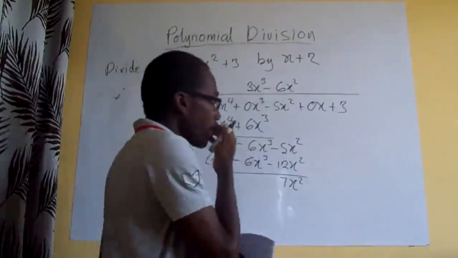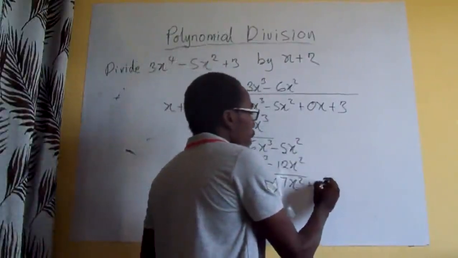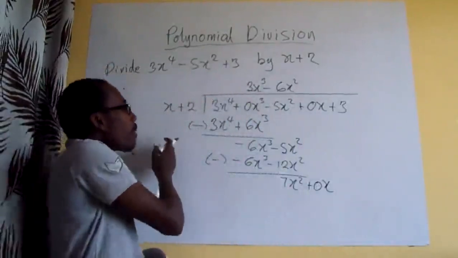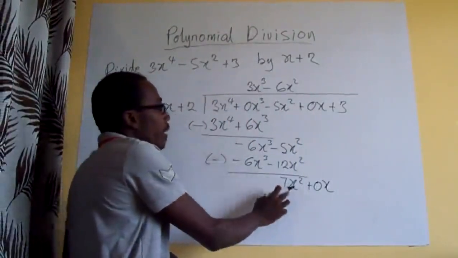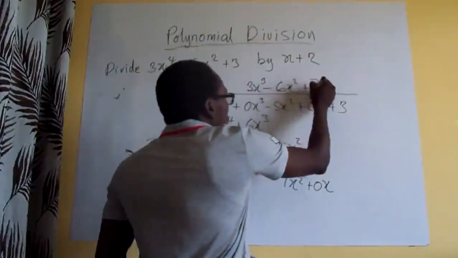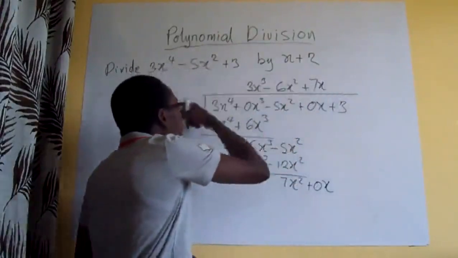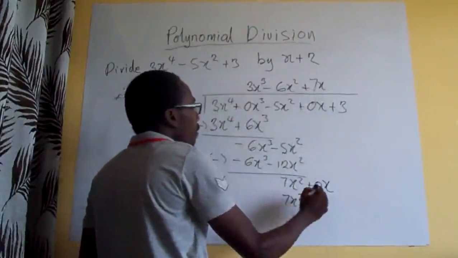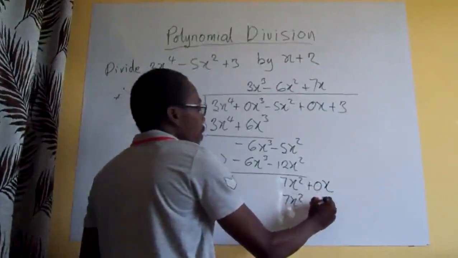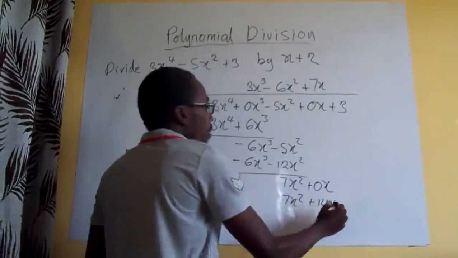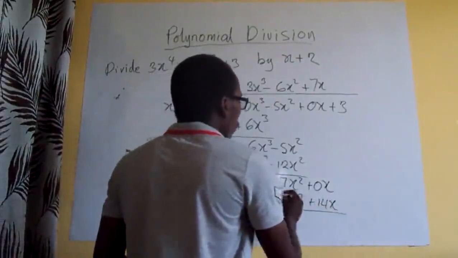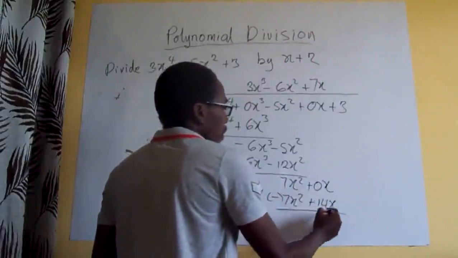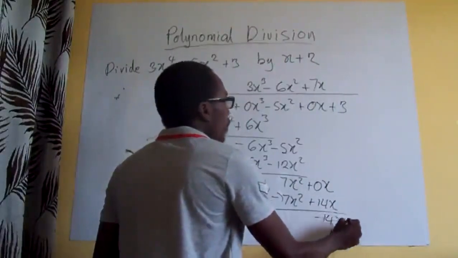Then, as you all can see, we bring down 0x, okay, bring down 0x. Now the same approach, this x would divide this how many times? That is positive 7x. We multiply through by this, we're going to get 7x squared. This by this gives us that is 14x. Okay, so we go on with our subtraction. And then this gives us minus 14x.